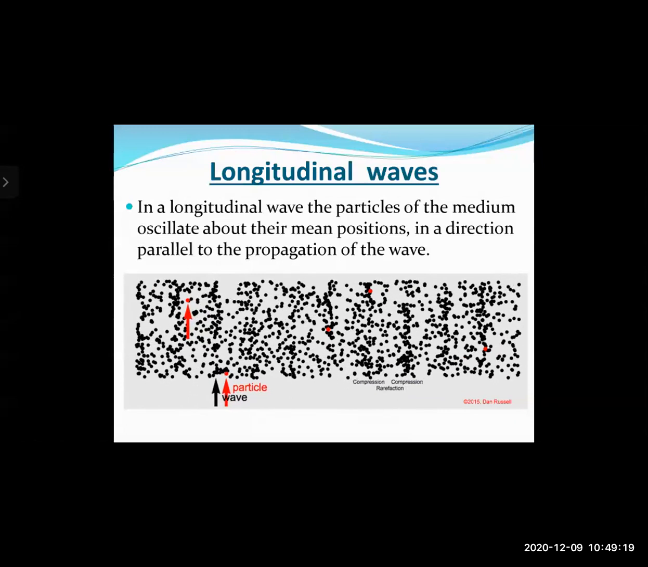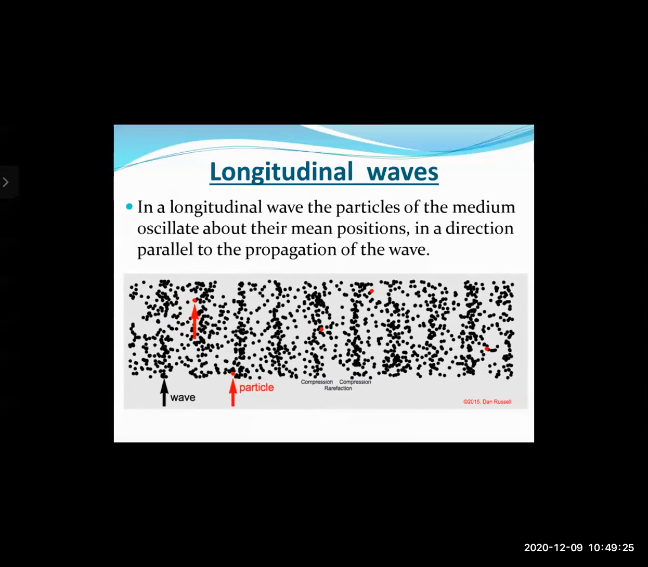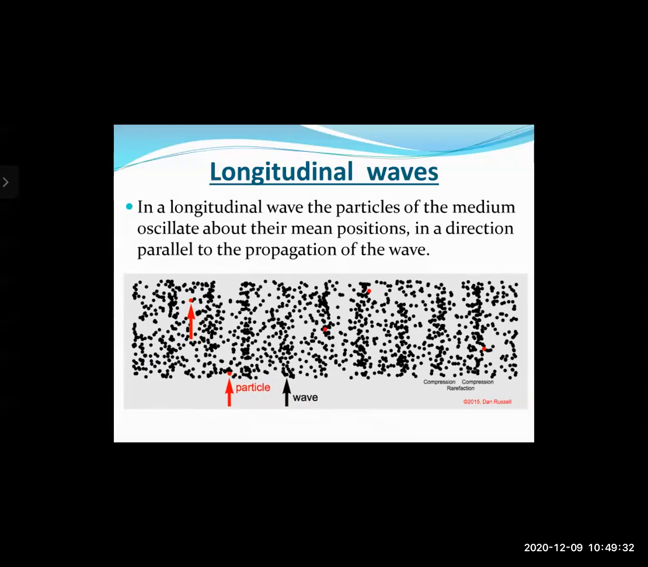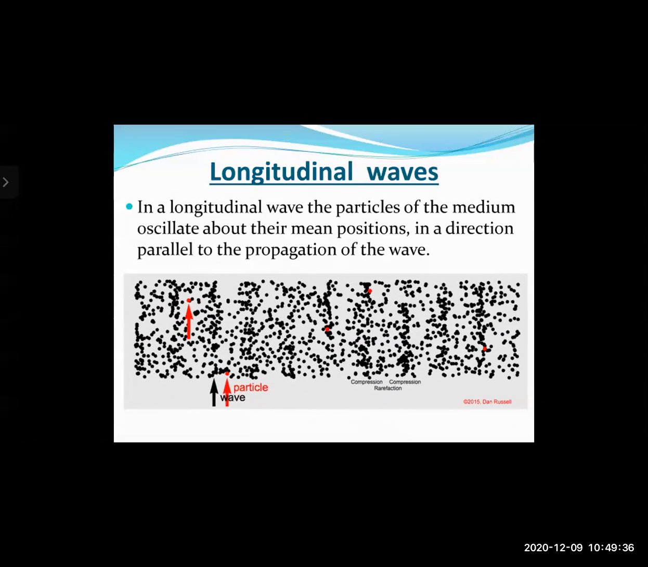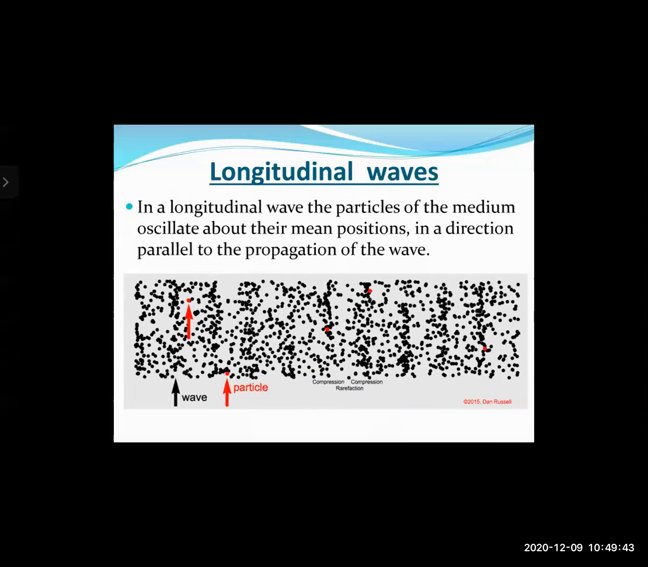The definition goes as: in a longitudinal wave, the particles of a medium oscillate about their mean positions in a direction parallel to the propagation of the wave. If you can see here, the red particle is moving from left to right, but it maintains its mean position. Its average position remains constant. But you can see the wave is moving from the left hand side of the screen to the right hand side.